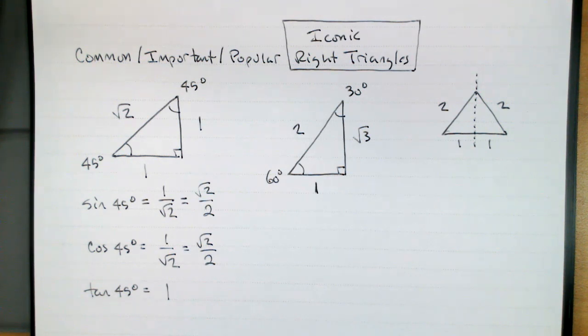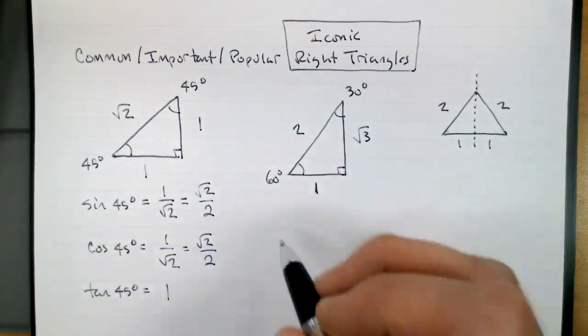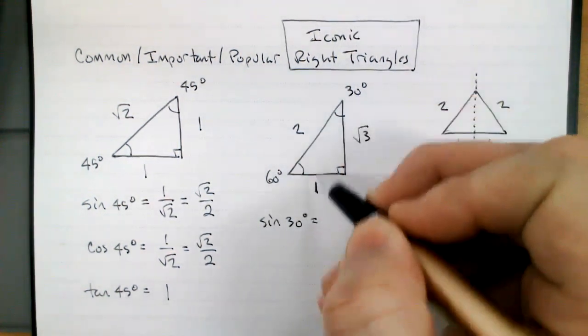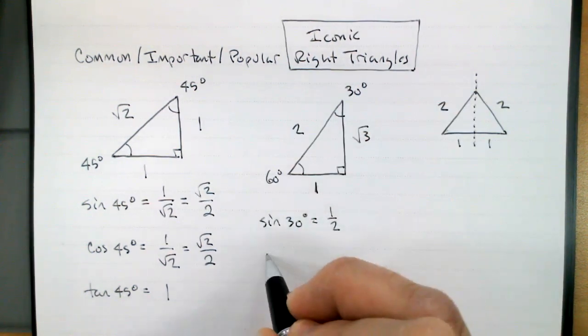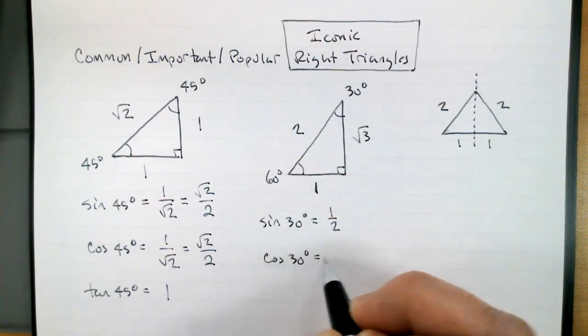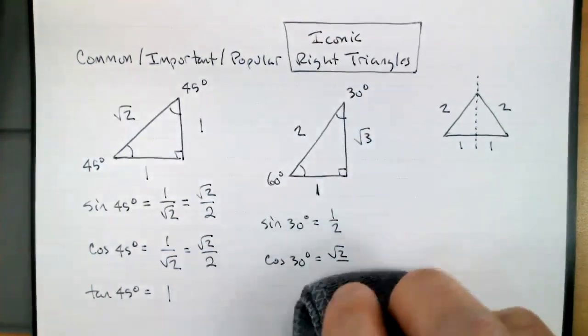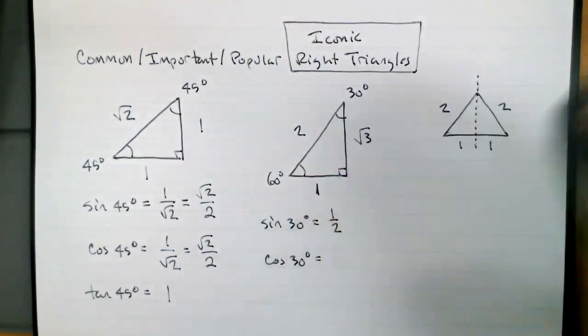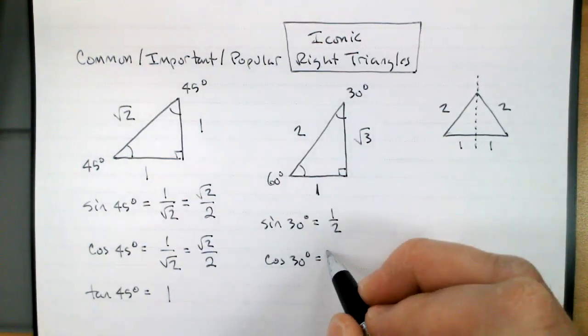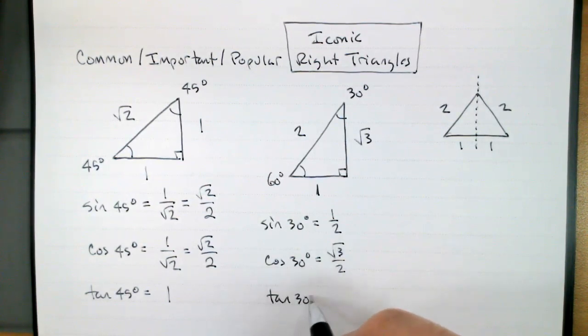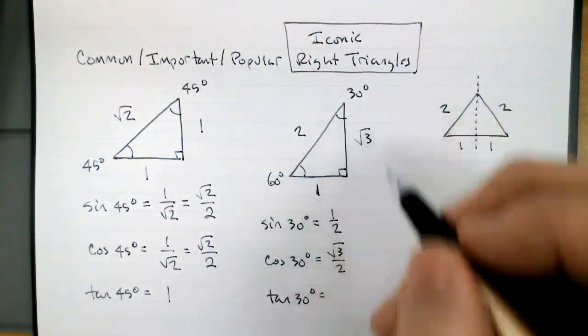Now, we can use this triangle to learn the sine, cosine, and tangent of 30 and 60, because they're not the same anymore. So we can write the sine of 30 is opposite over hypotenuse. Cosine of 30 is adjacent over hypotenuse. I spelled 3 wrong. And tangent of 30 is opposite over adjacent.